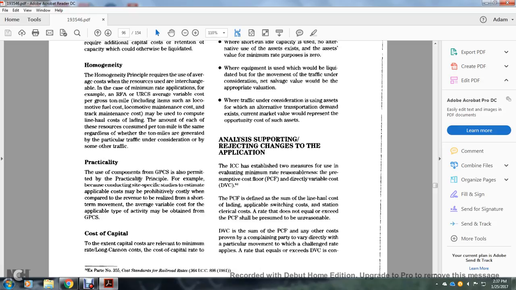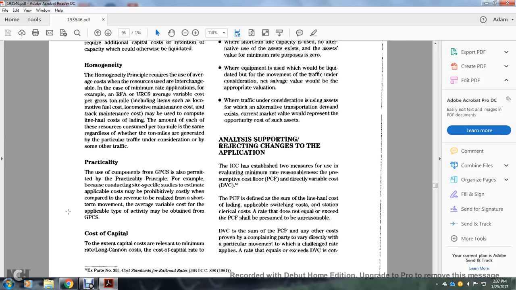Practicality. Use of the component of the general purpose costing system is applicable to the practicality principle. For example, because conducting site-specific studies to estimate the applicable cost would be prohibitive when compared to the relatively reliable form of short movement, the average variable cost for the applicable type of activity may be obtained with the general purpose costing system.